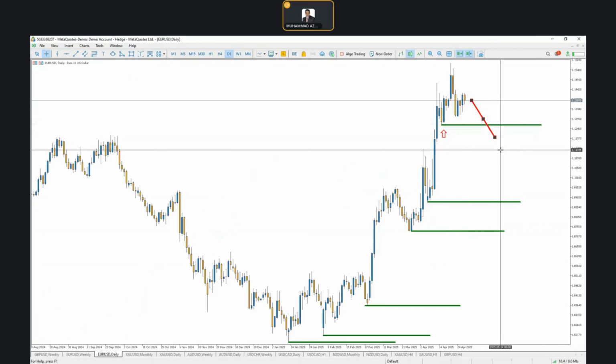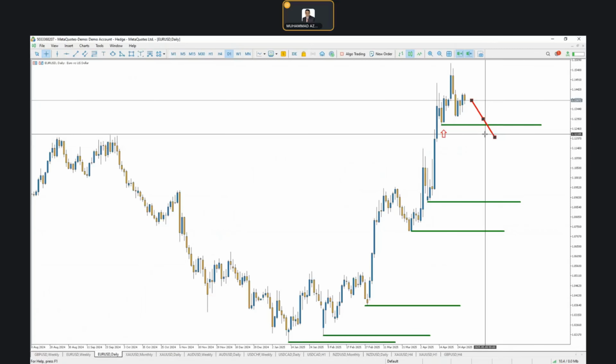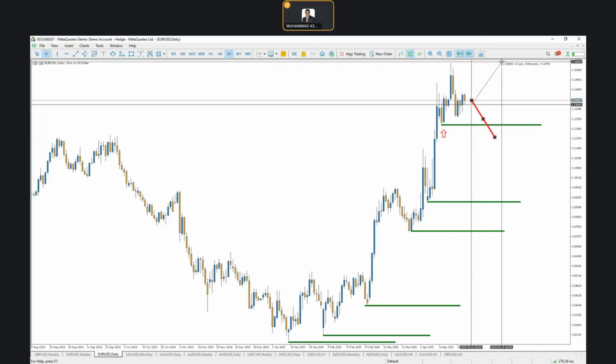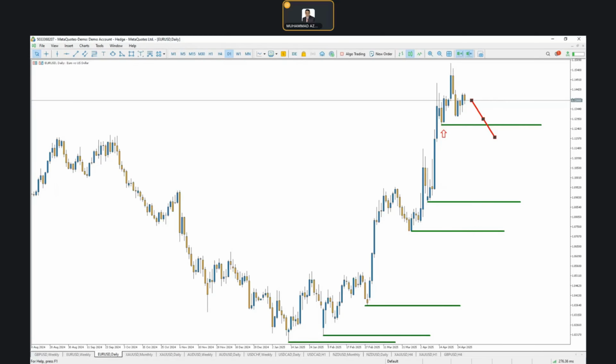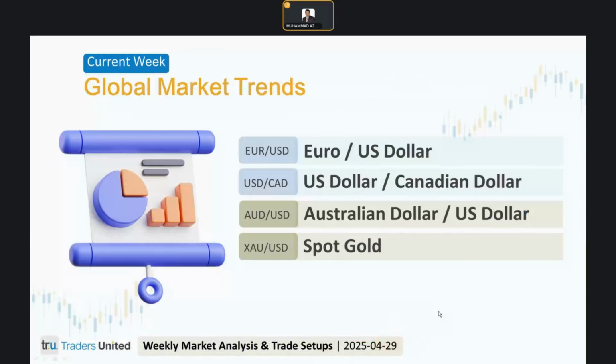Now, if we get a soft print, obviously the Euro USD is going to find support, and we might get further bullish price action inside of the Euro USD currency pair. So we will see what kind of news release we get.